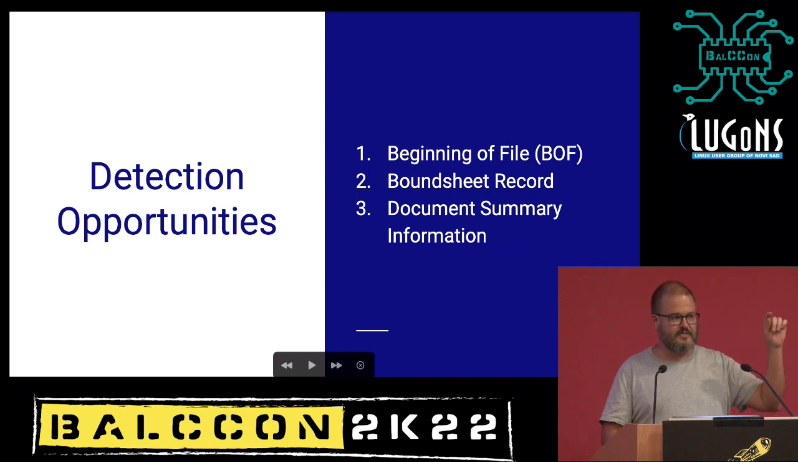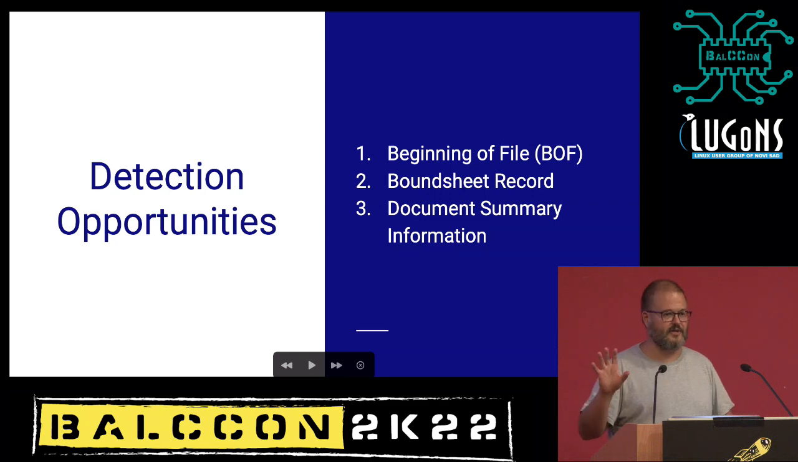All of these three locations are in an Excel document, and we're talking about compound files, not the later XLSX, the XML zip format of Excel files. We're just talking about compound files. Not all three of these detection opportunities will exist, but if you have Excel 4.0 macros in a document, it will have one of these three, or all of them.